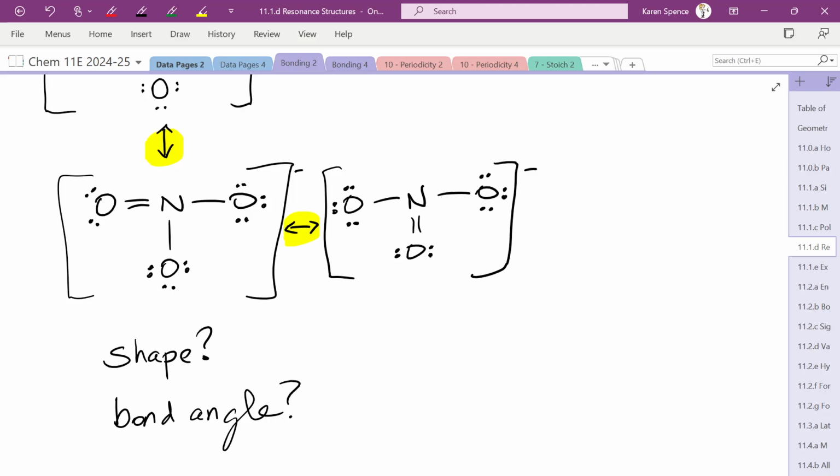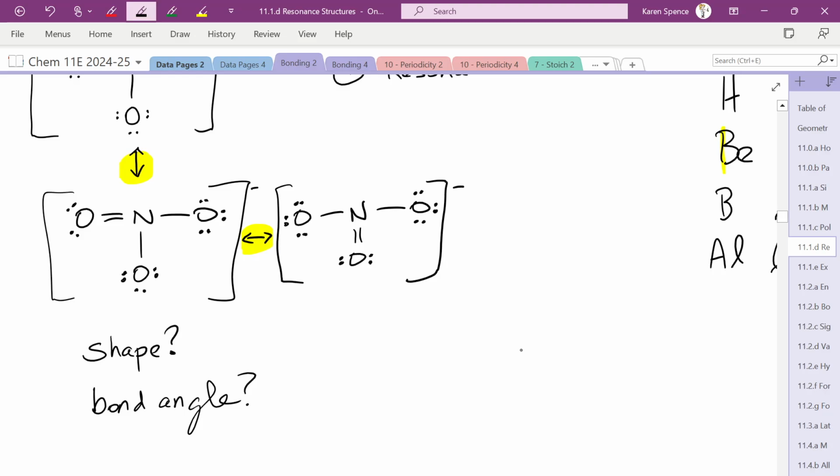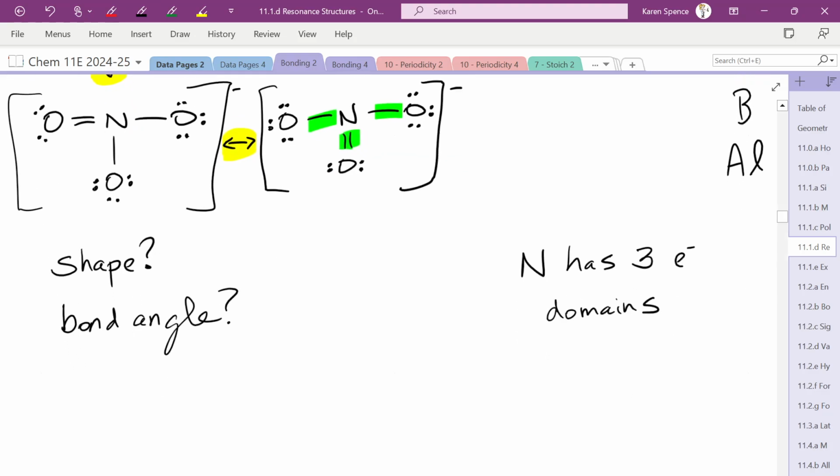Is it T-shaped? Sasha's shaking her head back there. No, it's not. What is it? How many electron domains are there around the nitrogen? Nitrogen has 1, 2, 3 electron domains. And if it has 3 electron domains, what shape do we have? Trigonal planar, because there's no lone pairs. Okay?